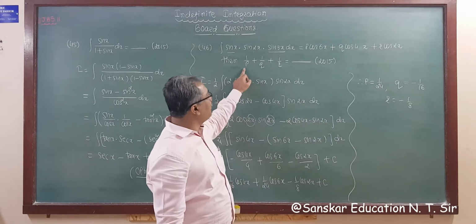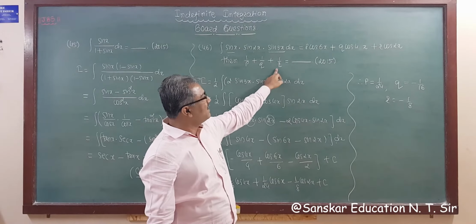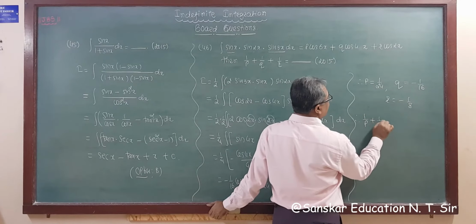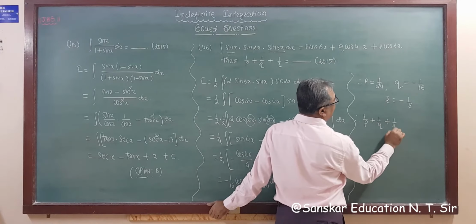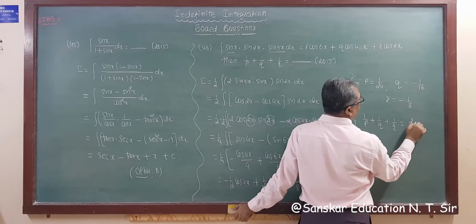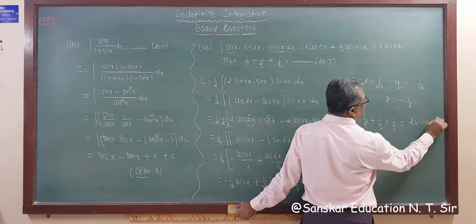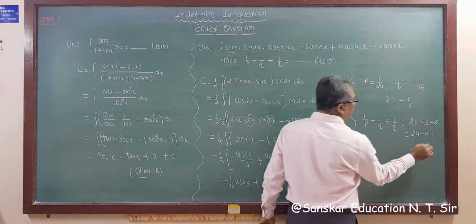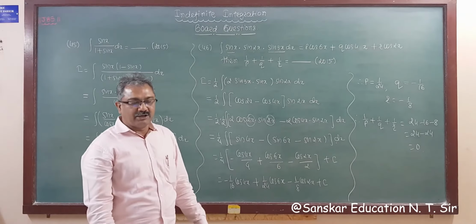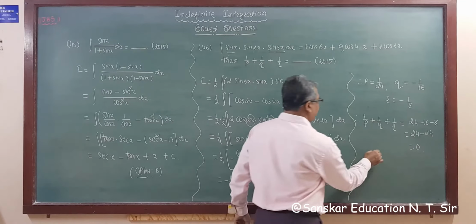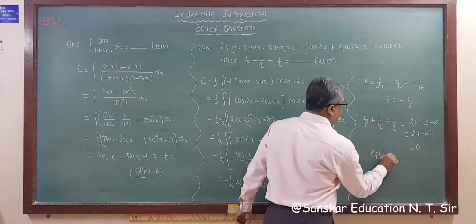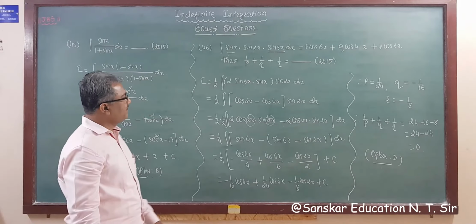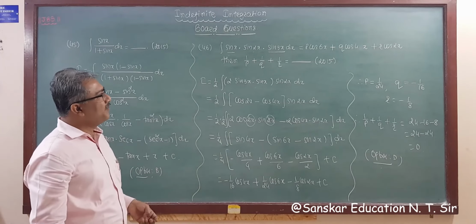So the sum of 1 upon p plus 1 upon q plus 1 upon r is 24 minus 16 minus 8, which is equal to 24 minus 24, that is 0. So your answer is 0, that is option D. Option D is your correct answer, right? Got it? This is a nice question for 2 marks.